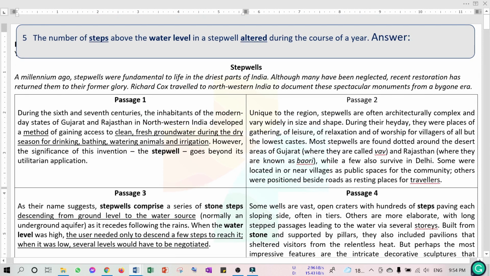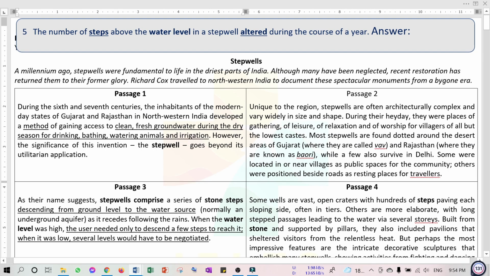Question 5. The number of steps above the water level in a stepwell altered during the course of a year. Keywords are steps, water level, and altered. In paragraph 3, it was mentioned, when the water level was high, the user needed only to descend a few steps to reach it. When it was low, several levels would have to be negotiated. This means that the water level changed during the year, which means that the number of steps above the water level changed, too. So, the statement is true.